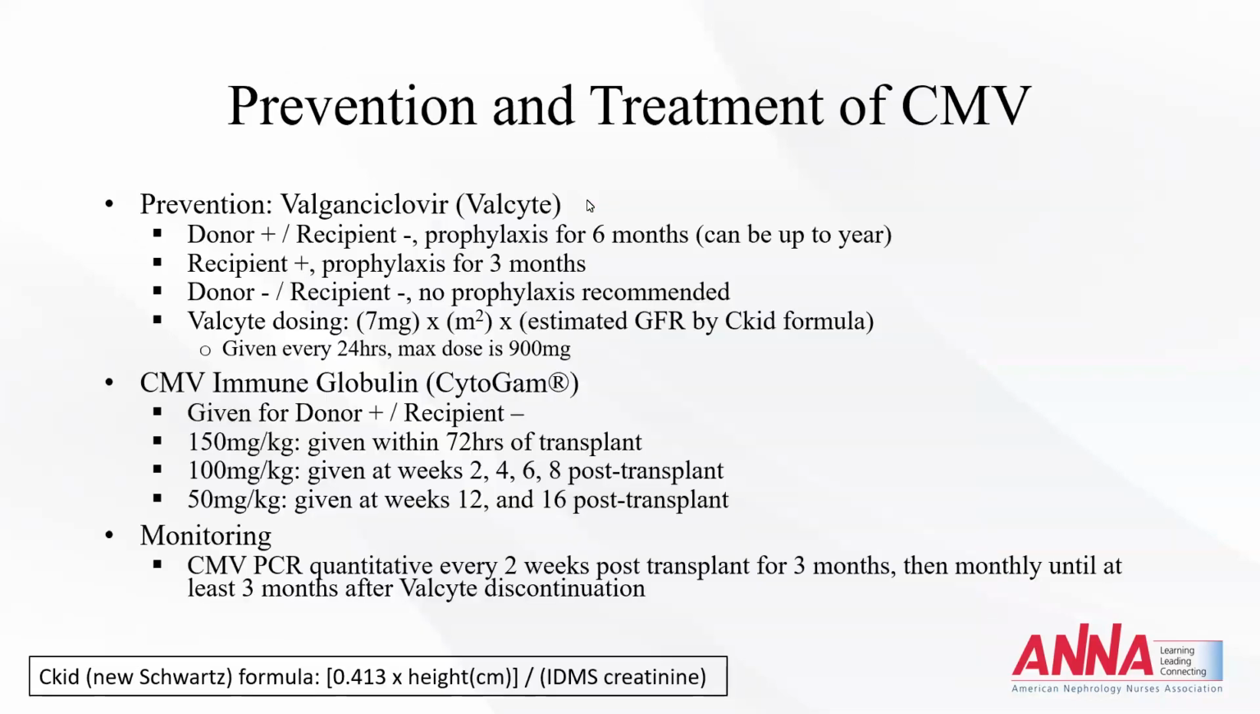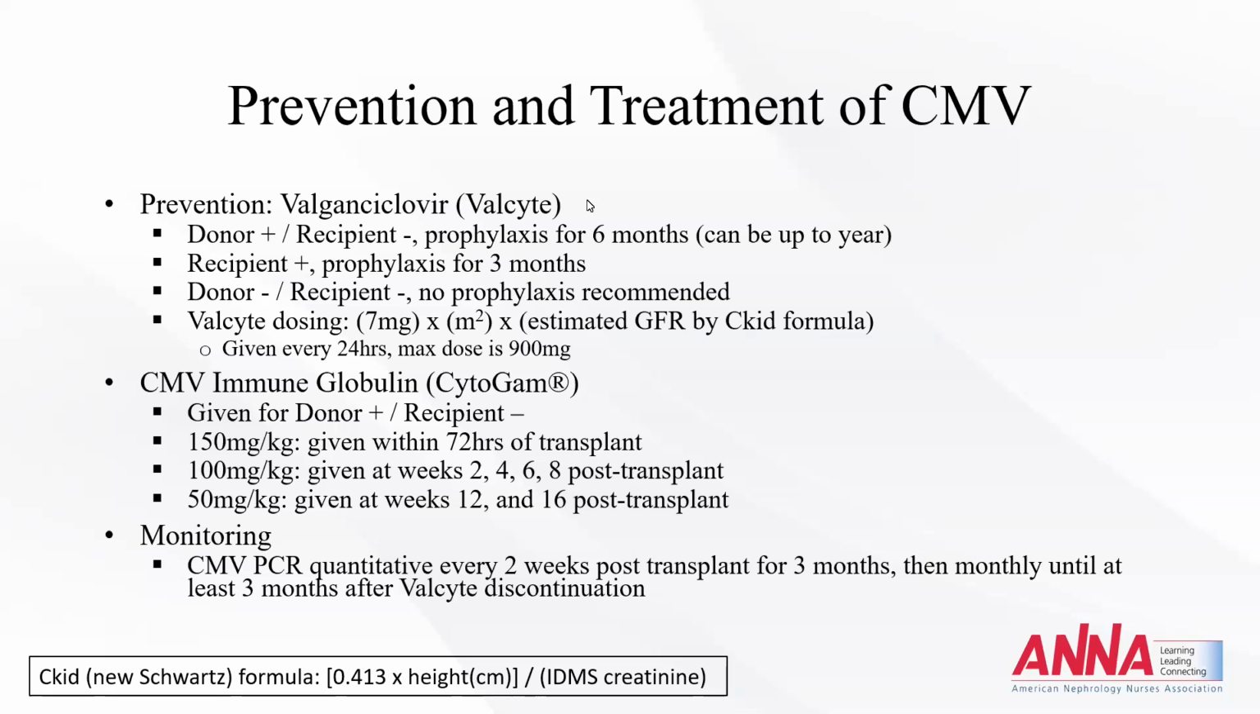So how do we prevent this from happening? And how do we treat it if it does occur for CMV? Well, the standard across the board, and this is usually pretty standardized across many institutions here in the United States for pediatric kidney transplant, is we're going to give valganciclovir, also known as Valcyte. You can see here there are different durations for prophylaxis, depending on, again, the donor positivity or negativity and the recipient positivity or negativity.